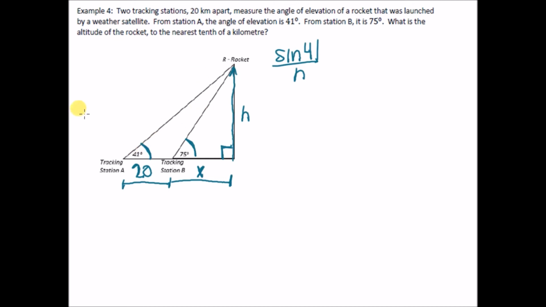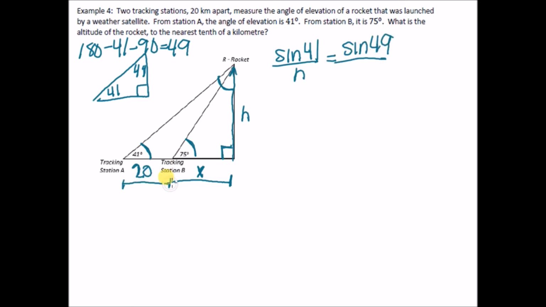And then this big triangle, if we actually look at the big triangle, we have 41, and then we have a right angle triangle. So all we'd have to do is 180 minus 41 minus 90, and we get 49. So this entire angle right here is 49. So sine 41 over H equals sine 49.